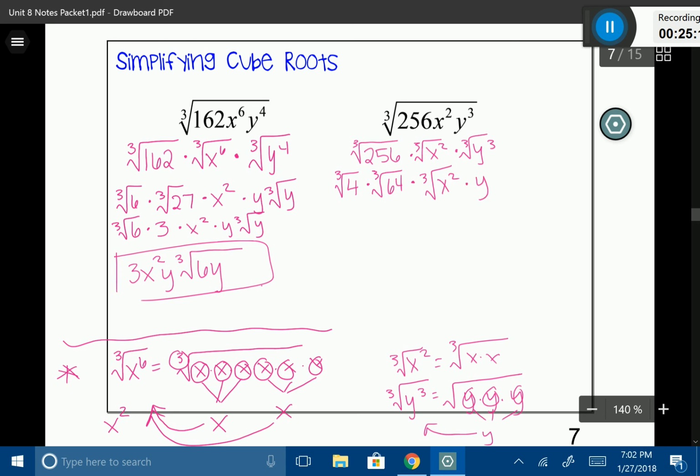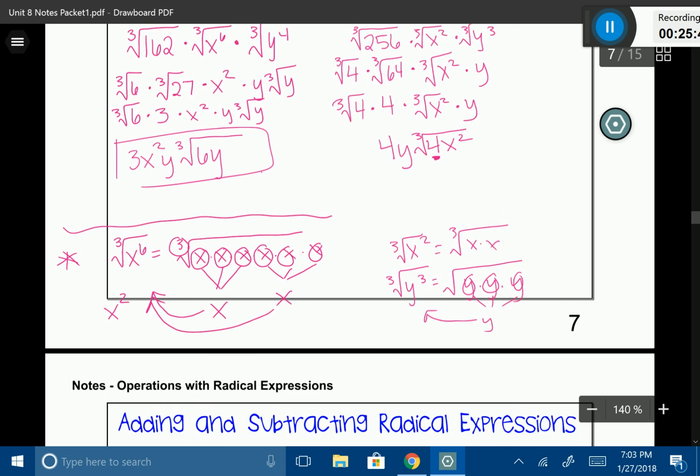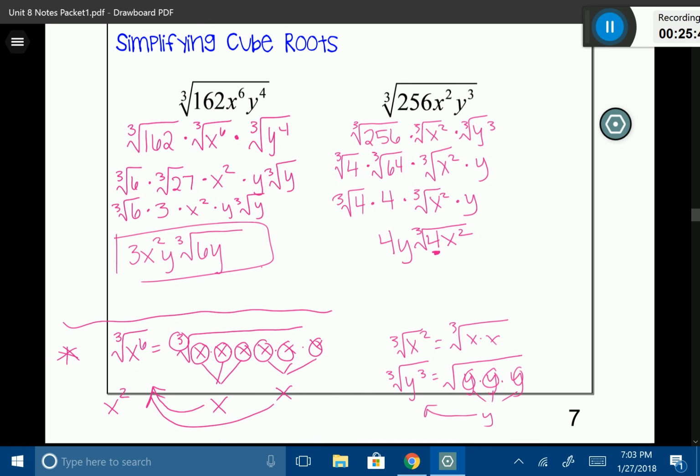All right, let's go back to the beginning and simplify. The cube root of 4 times 4 times the cube root of x squared times y. Put them together: 4y cube root of 4x squared. And underneath the radical, you also want to have your coefficient out front as well. Okay, so I believe that is the end of this section on simplifying different radical expressions, both radical expressions that are not perfect squares and working with cube roots and variables.